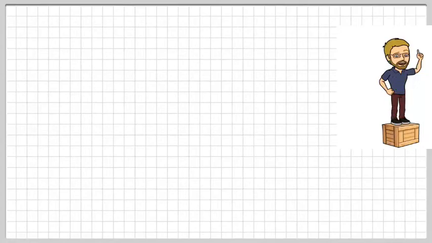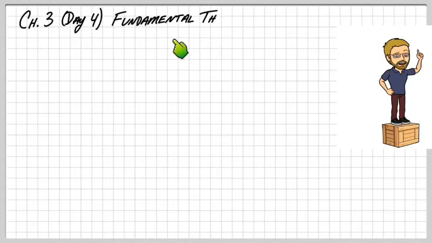This is Chapter 3, Day 4. We're still talking about linear programming, and specifically today, we're going to talk about the fundamental theorem of linear programming.